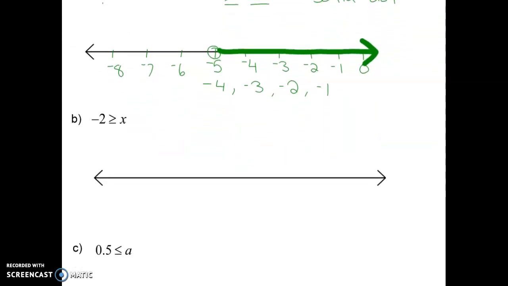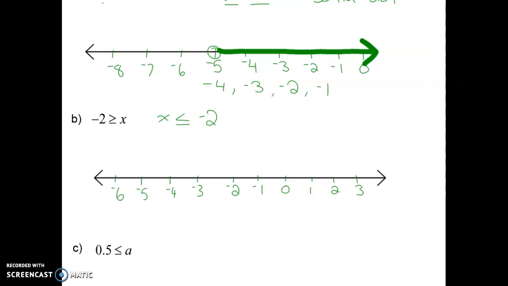For the next example, I have -2 is greater than or equal to x. It's a good idea for me to switch this around, so I'm going to say x is less than or equal to -2. That way when I draw the graph, I'll get it in the right order. So my -2, and I'm going to draw the numbers on my number line.